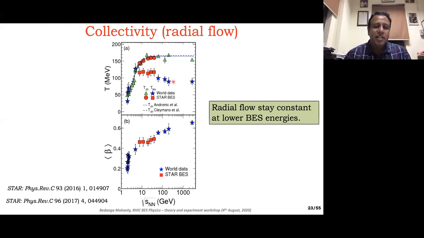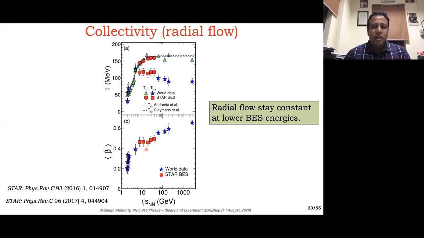Here are the results for the kinetic freeze out temperature. You can see based on this blast wave model, it seems to increase as you go to lower energies, from around 90 MeV to about 120 MeV. If you look at the average radial flow velocity extracted from this model study, then you find that it increases as one increases the collision energy. But at the lower beam energy scan program, it seems to stay constant.